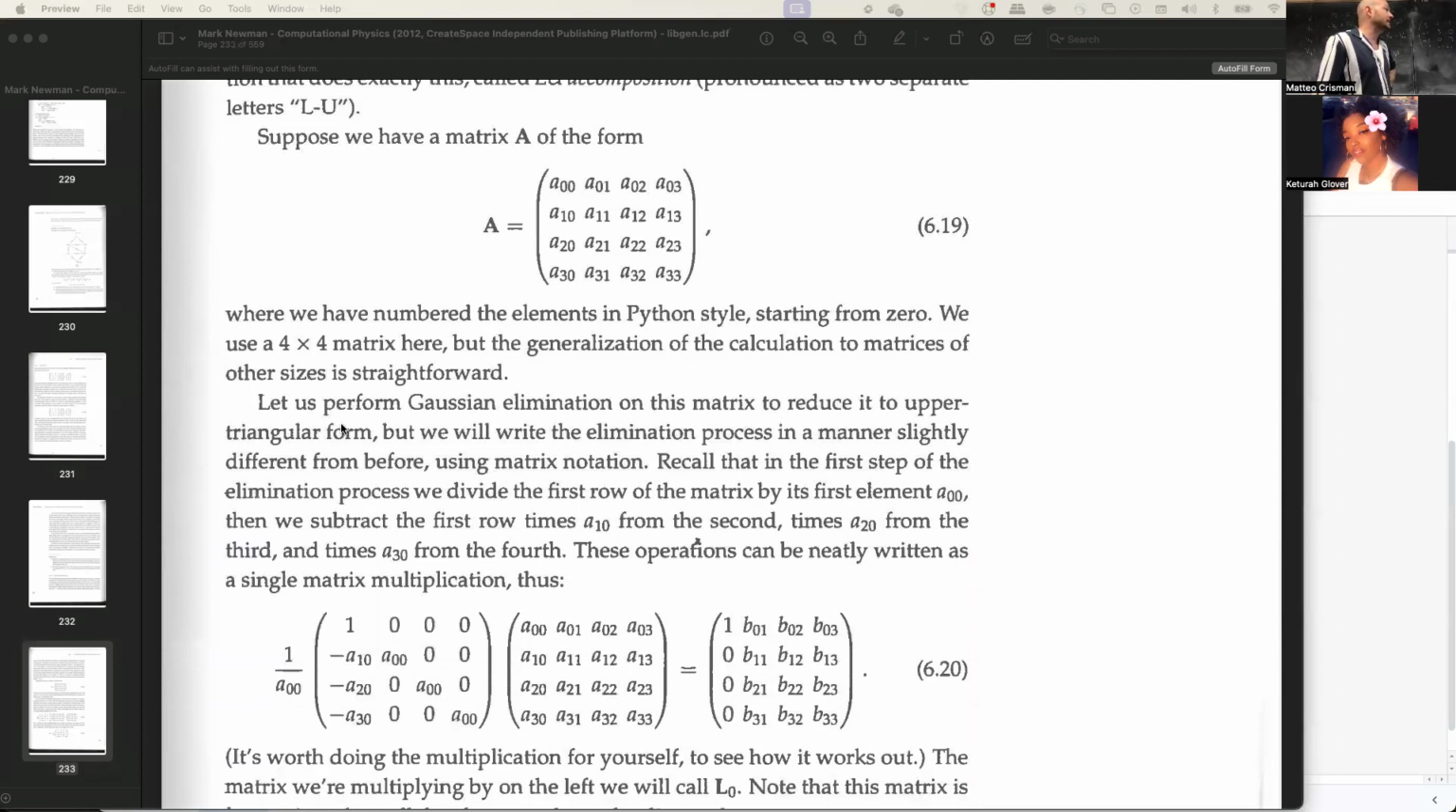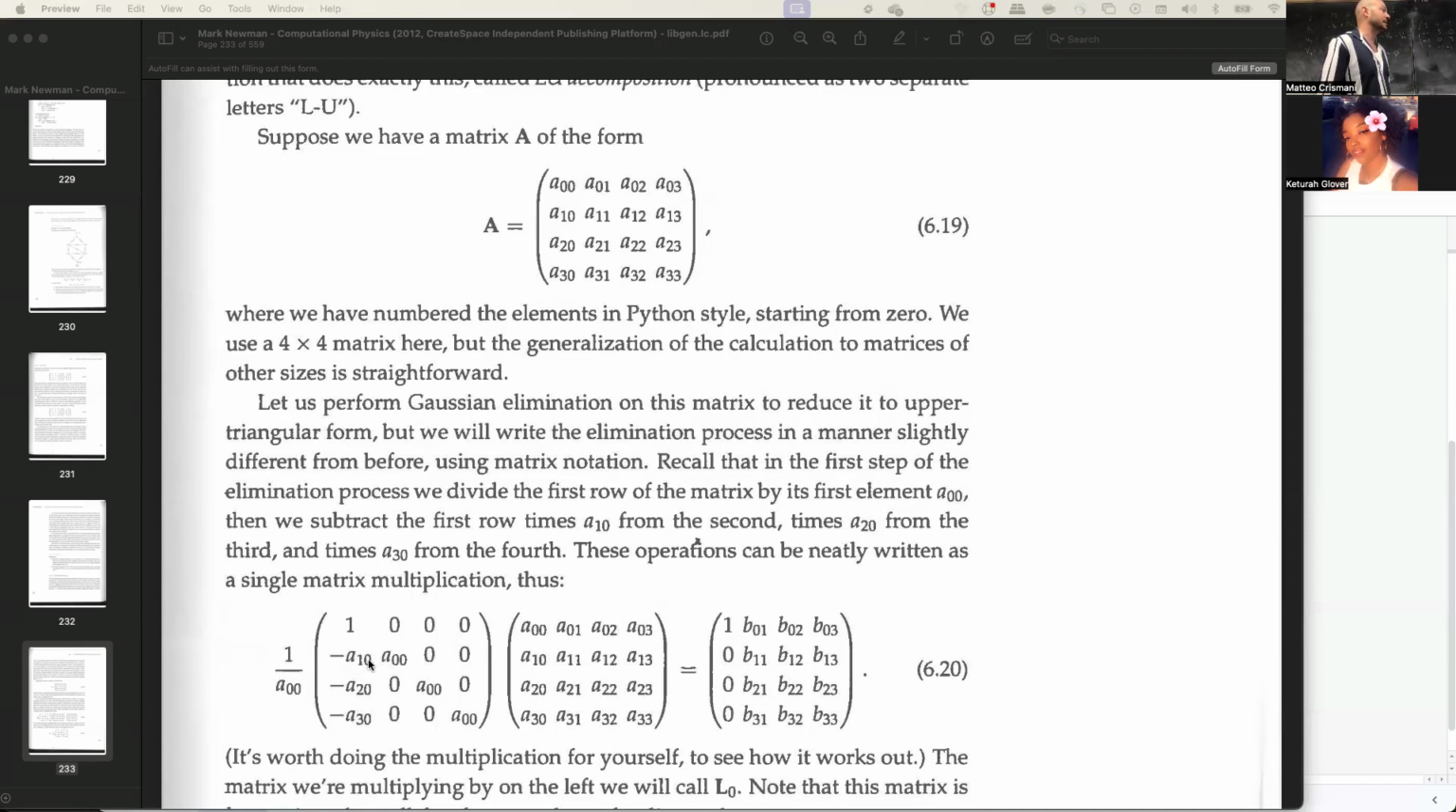So to perform the Gaussian elimination, you reduce it to an upper triangular form, right? You can write the elimination process in a slightly different manner using matrix notation, right? So this is how it was before, but now this is the inverse of this one. Okay. So you might not trust this, but this is what this gives. And what you see here is this is the transpose, and this is divided by that first one. This is the first one, right?